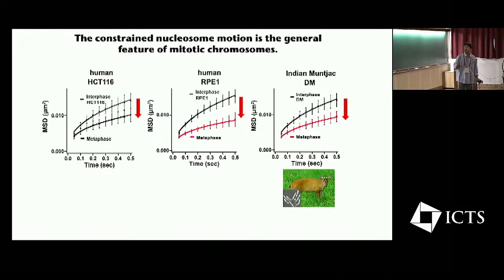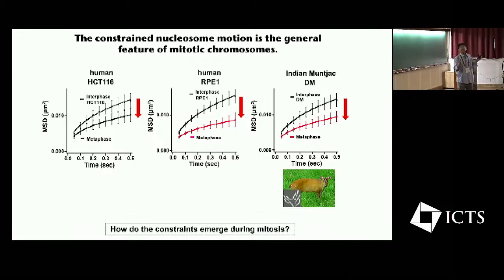Maybe the questions can be left for the 25-minute onwards, given that the talks are quite short and constrained. Okay, thanks a lot. And the next question is how do the constraints emerge during mitosis?